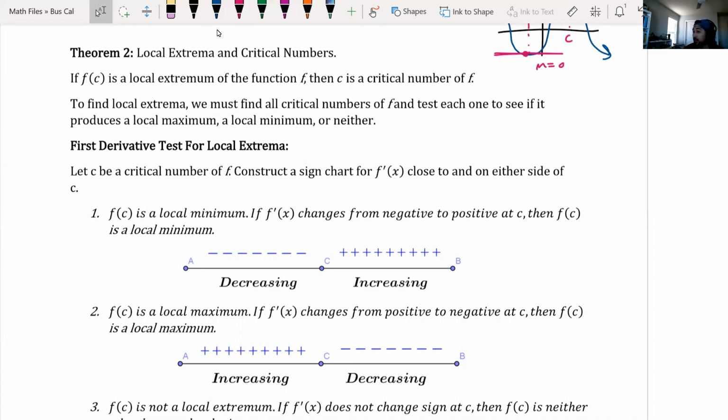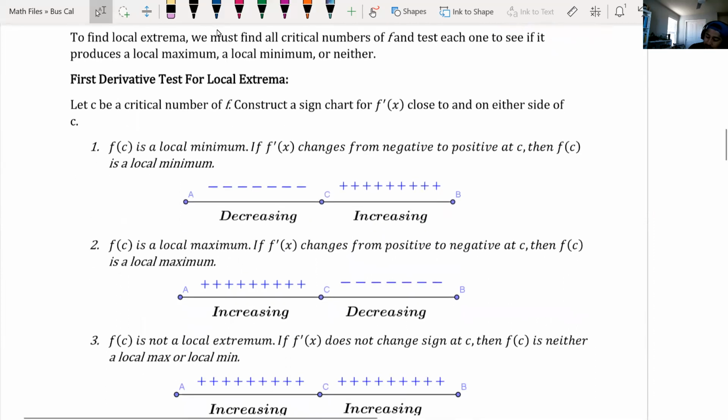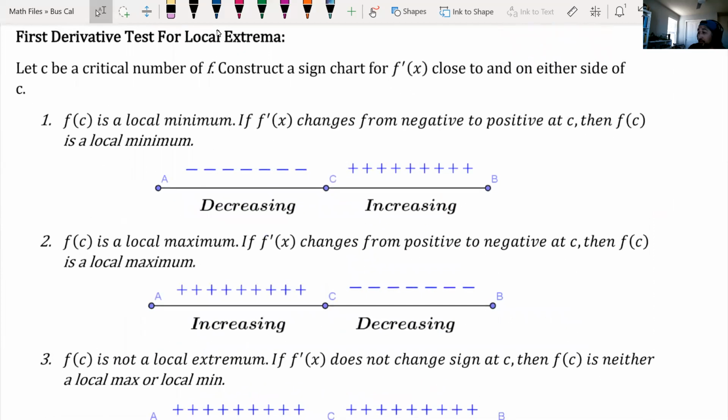Let c be a critical number of f. Construct a sign chart for the derivative close to and on either side of the critical number c. All right. So number 1 states the existence of a local minimum. This means that if your sign chart goes from negative to positive, or decreases and increases, then this verifies that this critical number c will be a local minimum.